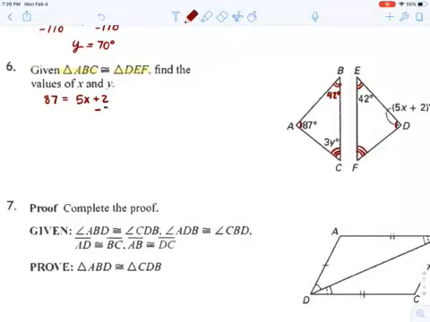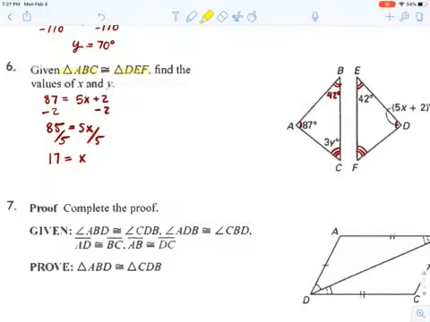To solve for x, we're going to subtract 2 on both sides and get that 85 equals 5x. Divide by 5, and what does x equal? X equals 17.